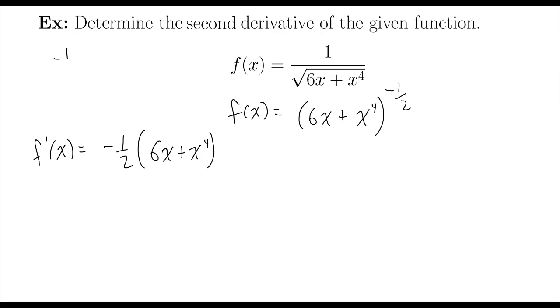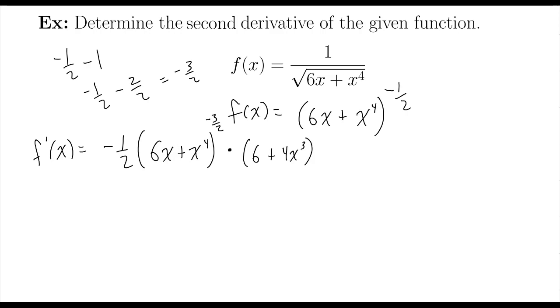Ooh, it's negative 1/2 minus 1. That's negative 1/2 minus 2 over 2. That's negative 3 over 2. Times, right? So the chain rule, times the derivative of the inside, right? The derivative of 6x plus x to the fourth. Okay, well, that's going to be 6 plus 4x to the third. Okay. Yeah, we'll deal with that.